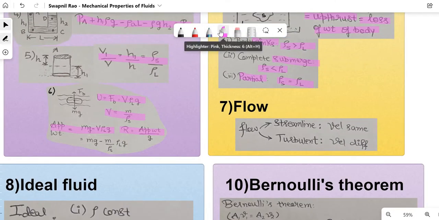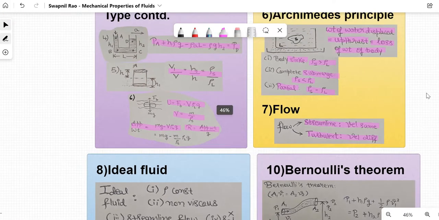So next one would be type of flow. There is going to be streamlined flow and turbulent flow. Streamlined flow is when velocity is same throughout the flow, and turbulent is going to be when velocity is different throughout the flow.